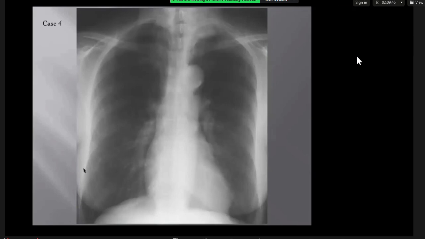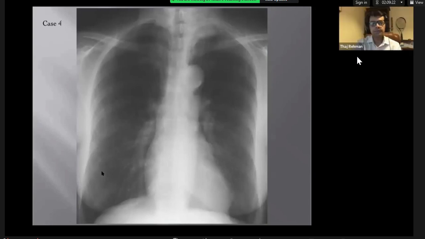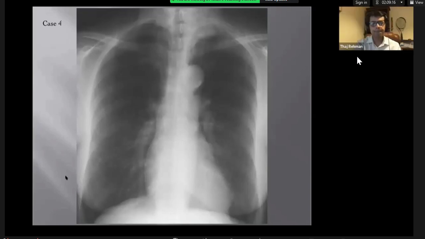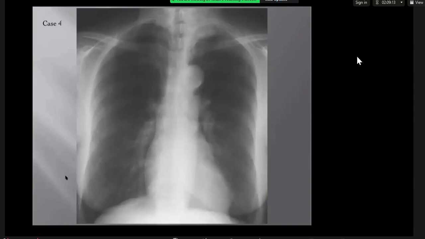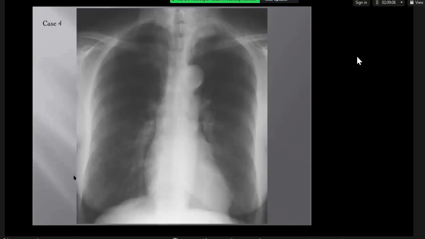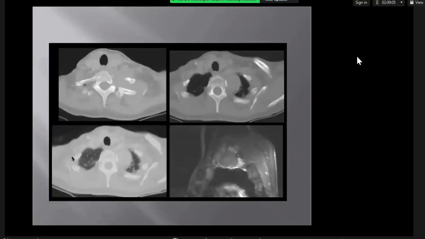I can't see an obvious abnormality, so just tracing through my normal system: the trachea is central, the mediastinum looks normal, the heart size is normal, there's no obvious bulkiness of the hilum. Comparing the left and right lungs, there's some increased density in the left apex compared to the right-hand side. I can't see any other similar increased density throughout the remaining lungs. No obvious bony abnormality.